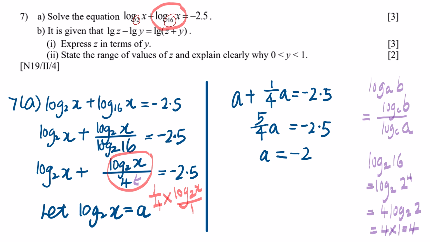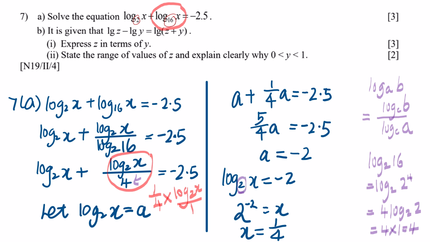But remember, A is a substituted value for log x base 2. So you have to replace it with log x base 2. And here we can use what we've learned earlier on, convert it into the index form. Look out for the base first, which is 2. 2 to the power of your answer, -2, gives you x. So 2 to the power of -2 is basically just 1 over 2 to the power of 2, and that gives you 1/4. That explains our answer here.